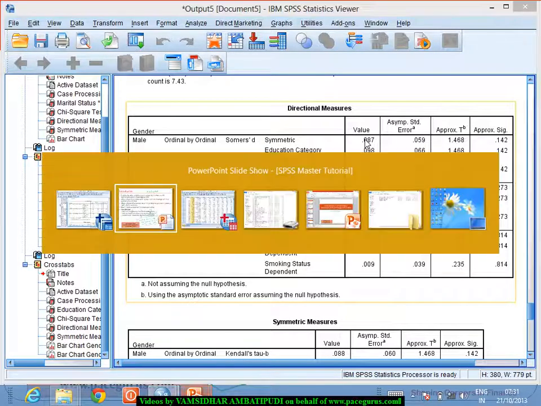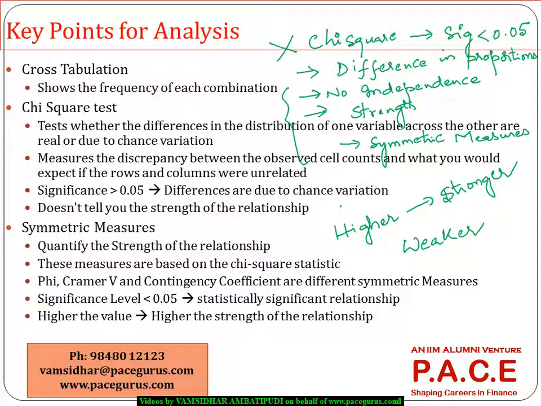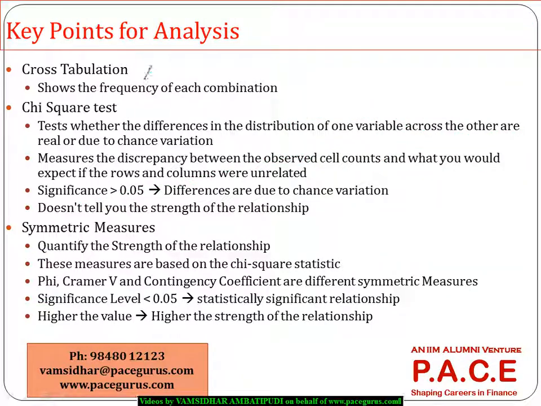So just as a quick summary, we might have discussed most of them, but in case we have not discussed, we'll look at them. So we have seen the frequencies of each of the combinations, and the chi-square test tells whether the differences in the distribution of one variable across the other are real or due to a chance variation. So if the significance level is greater than 0.05, we can say that the differences are not significant. Probably a simple word to use. The differences are not significant, so there is a homogeneity in the proportion across the various groups.